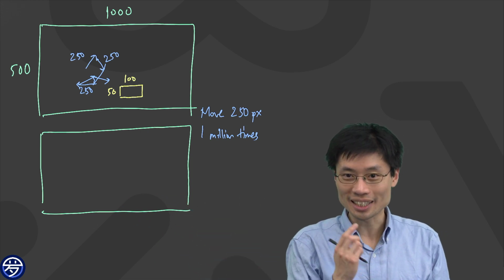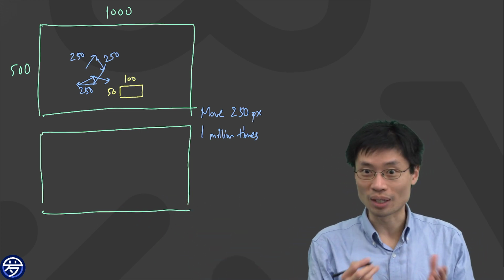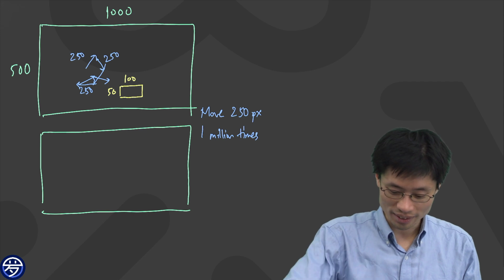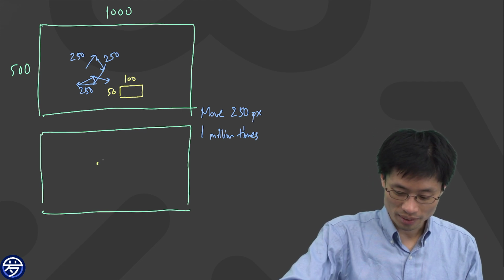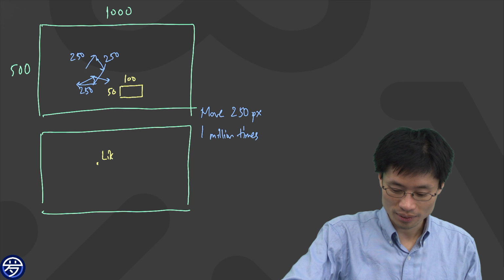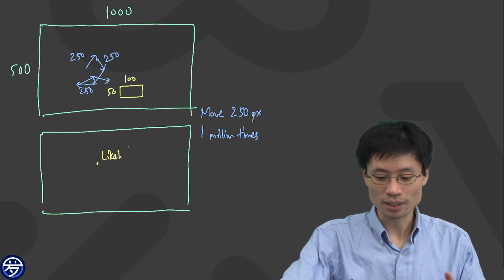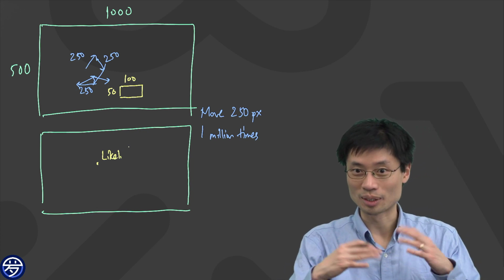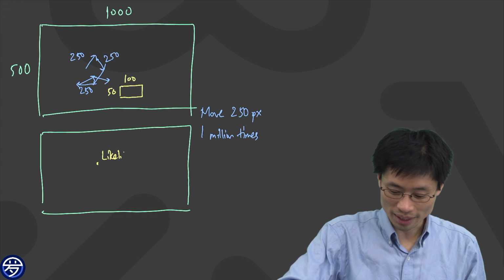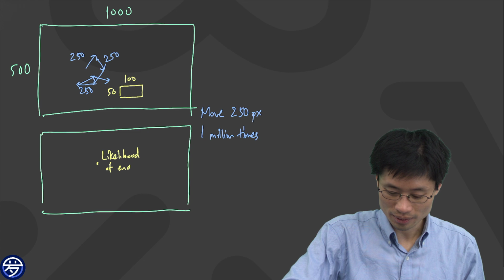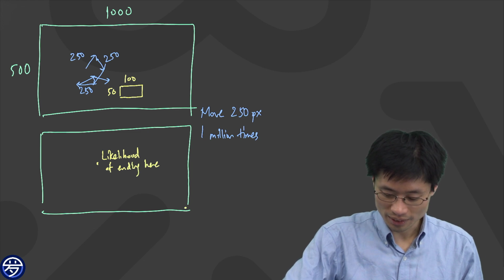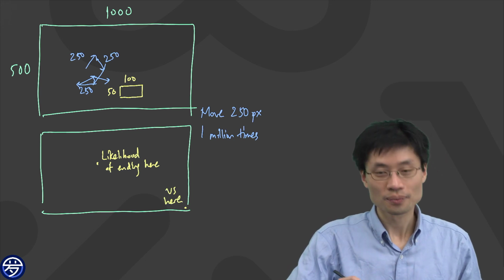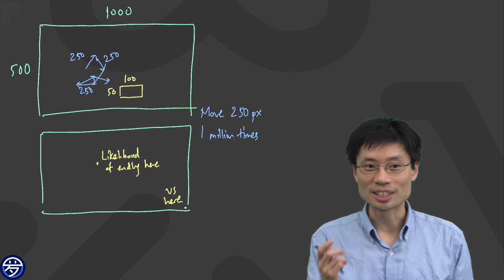And how might you even think about that? So I'm talking about the relative likelihood. Well, it's not really likelihood, it's a probability distribution, but the likelihood of ending here versus here. Does anyone have an idea of what the ratio should be?